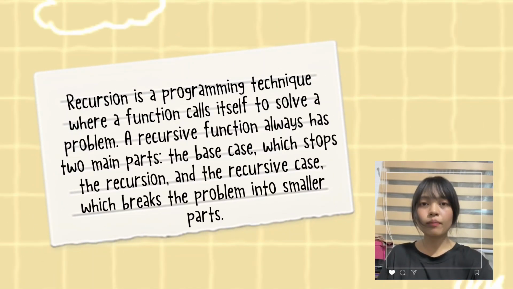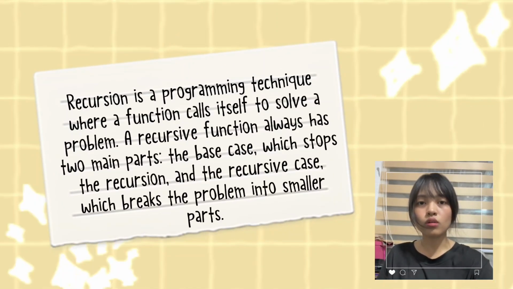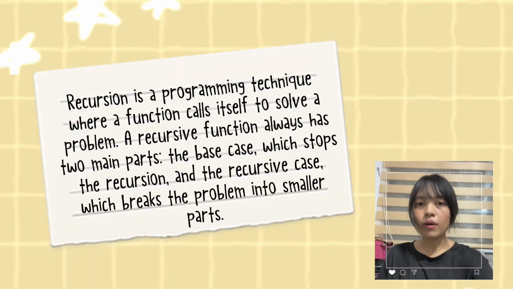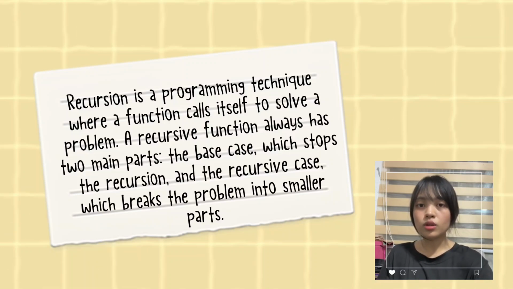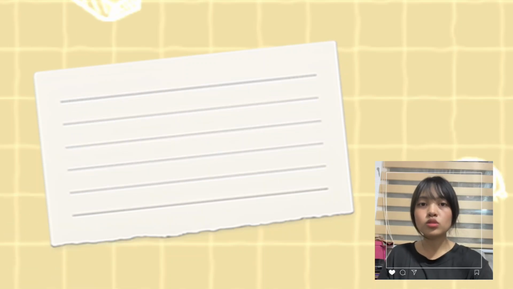So recursion is a programming technique where a function calls itself to solve a problem. A recursive function always has two main parts: the base case, which stops the recursion, and the recursive case, which breaks the problem into smaller parts.